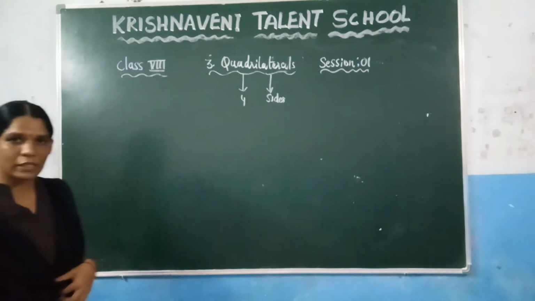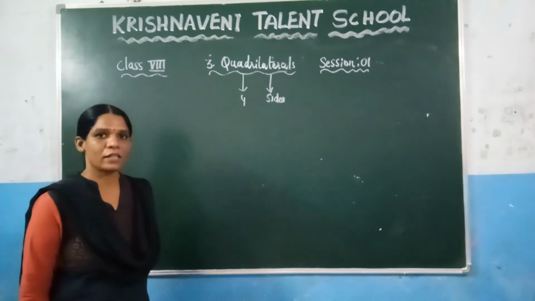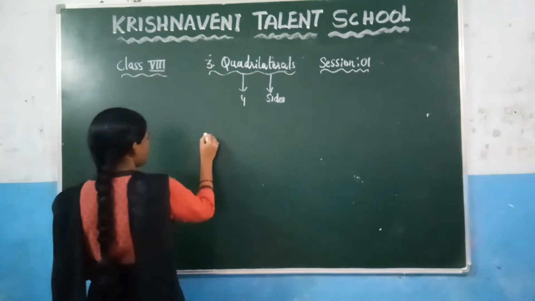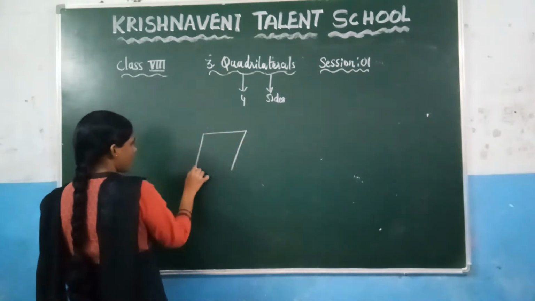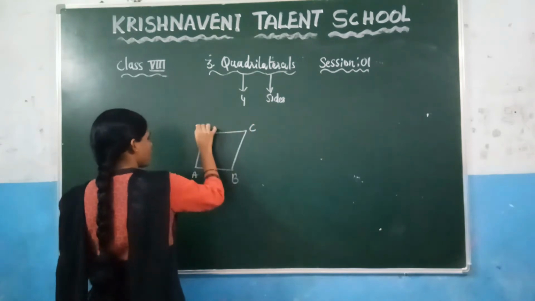You already know that the sum of the angles of a triangle is 180. You already studied that in the previous classes. So here let us draw the quadrilateral now. This is a quadrilateral. Mark it as A, B, C, D.